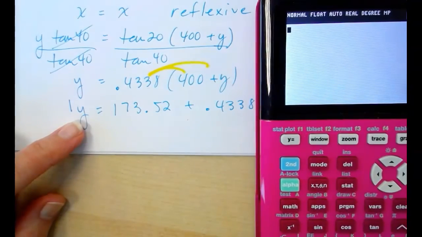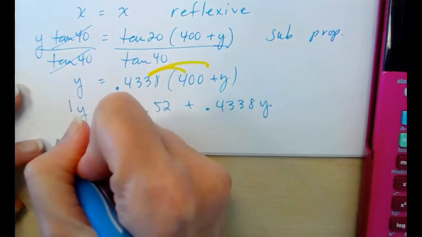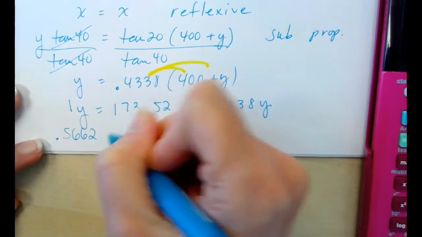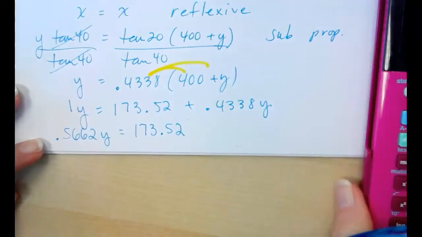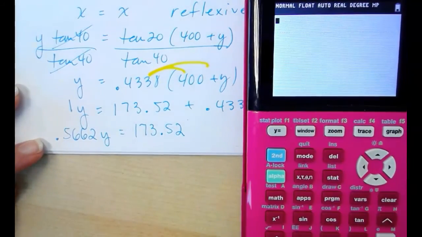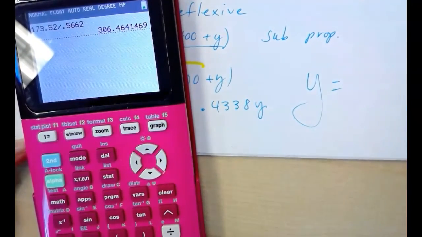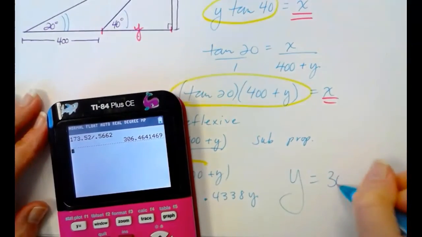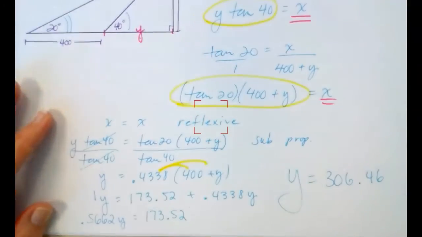So 1 minus 0.4338 leaves us 0.5662. 0.5662y equals 173.52. So now we just have one last division, 173.52 divided by 0.5662. That gives us a y value of 306.46. So that's our y.